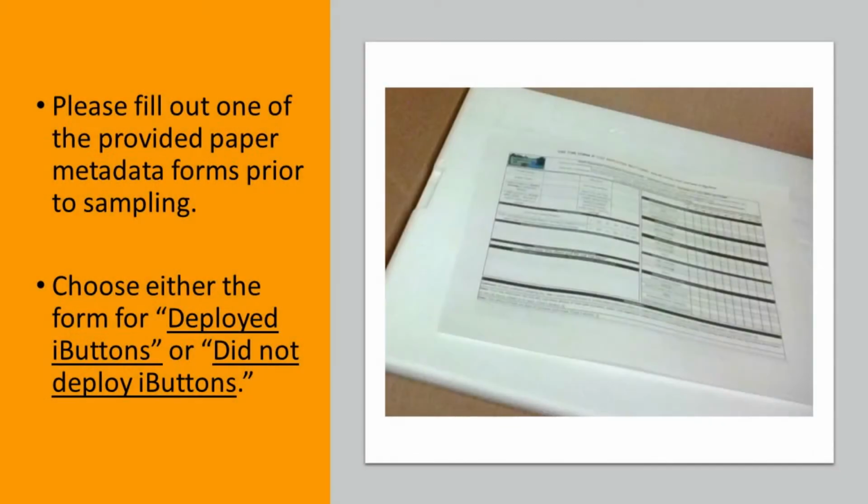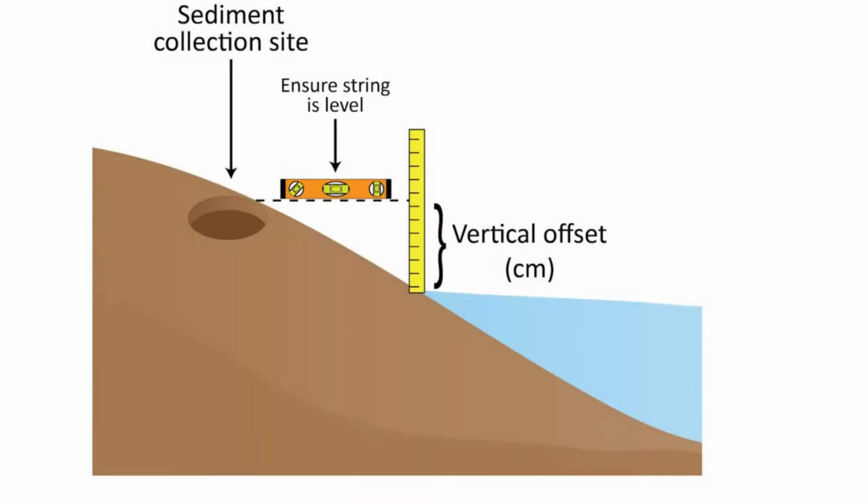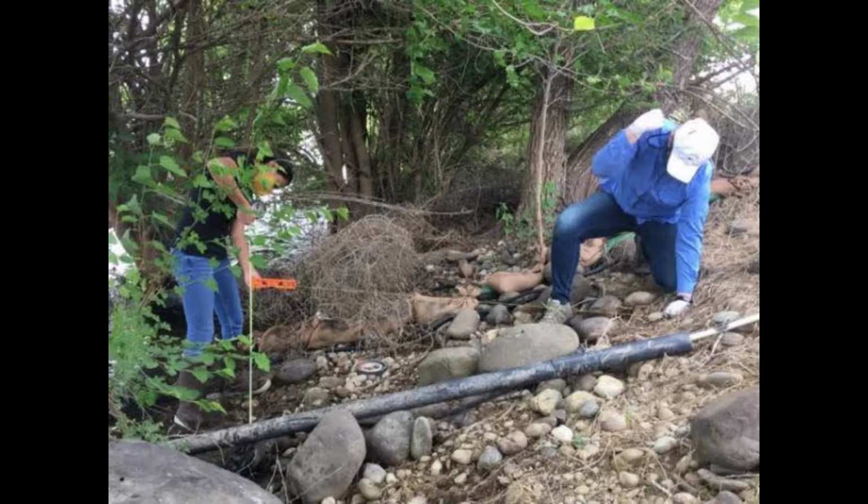At each sediment sampling location, if the location is not inundated or underwater, use the provided string, level, and measuring tape to estimate the vertical offset in centimeters between the water's edge and the riverbed surface at the sampling location. To measure the vertical offset, one person holds one end of the string without the level at the sampling location against the sediment. The second person extends the measuring tape and places the end of it at the water's edge so that it extends vertically to the sky.